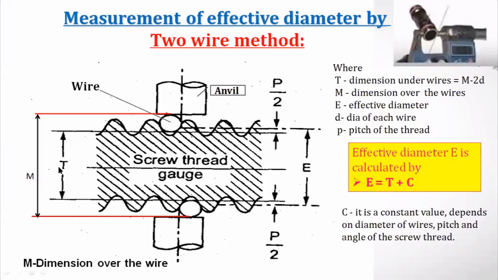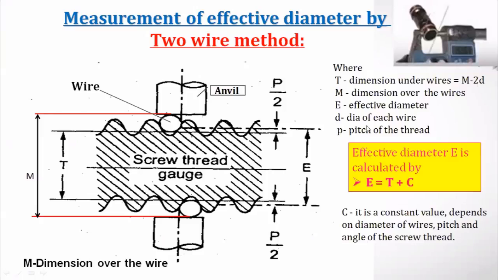Again, here one more denotation is the T. This T represents, you can see here, the dimension under wires. So this is the wire, this is the wire. See the line for the T from this point to this point, it is represented as T, which is measured by M minus 2 times the diameter. See here, M means this position. So M is over the wire, the dimension over the wires. T means under the wire. You can see this in the image. T is under the wire. M means over the wire. You can observe, right? Here, dimension over the wires. So M minus 2 times the D.